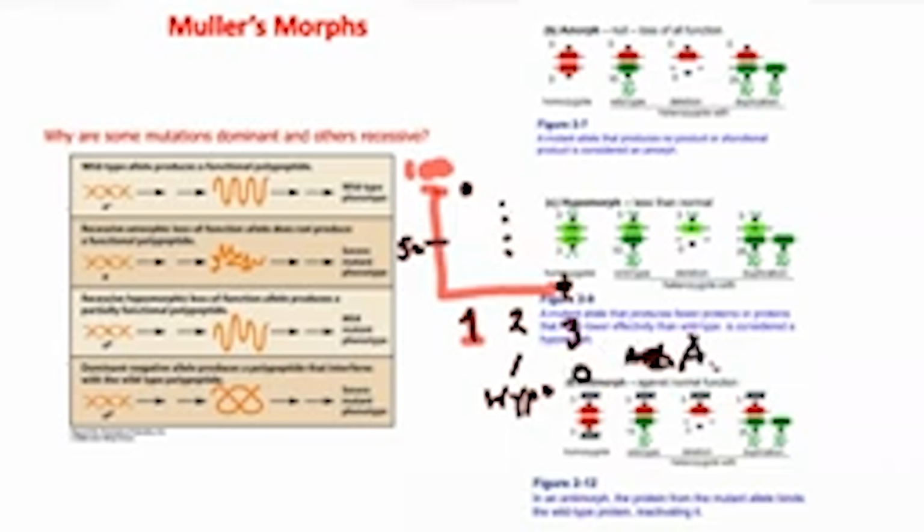That is an amorph, or a null, zero activity. And a hypermorph goes above 100. That is number 4. So if you have more activity than normal, that will be a hypermorph.